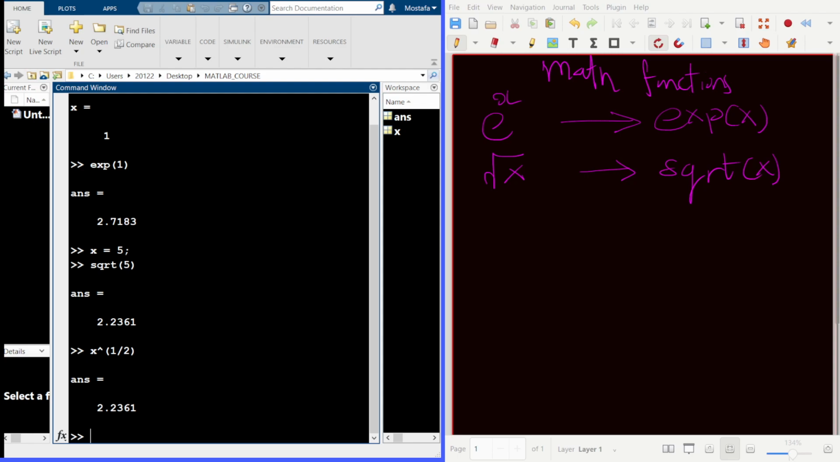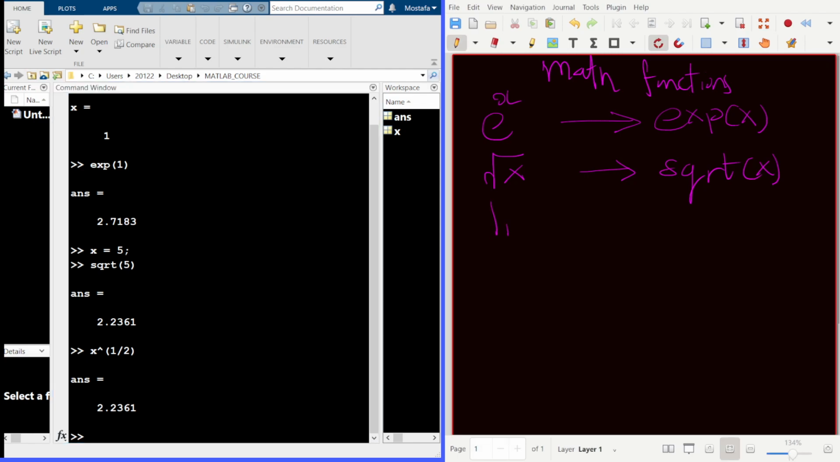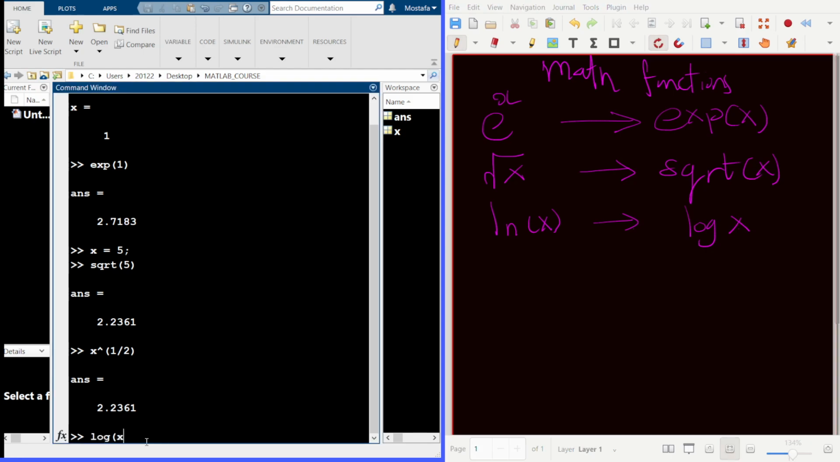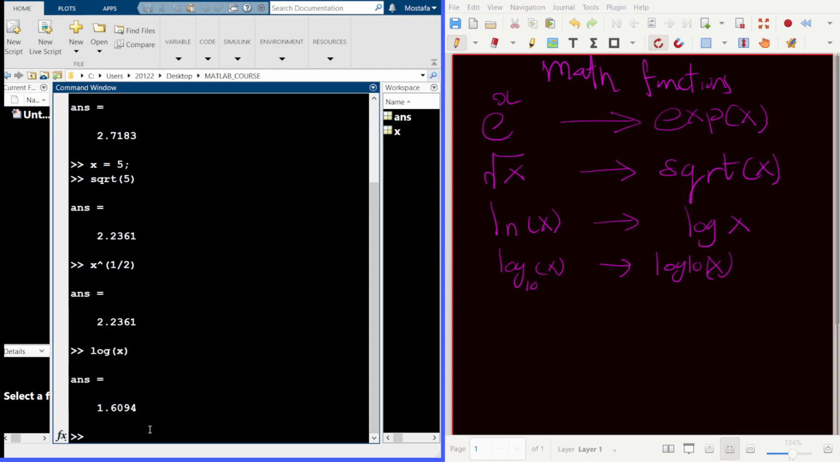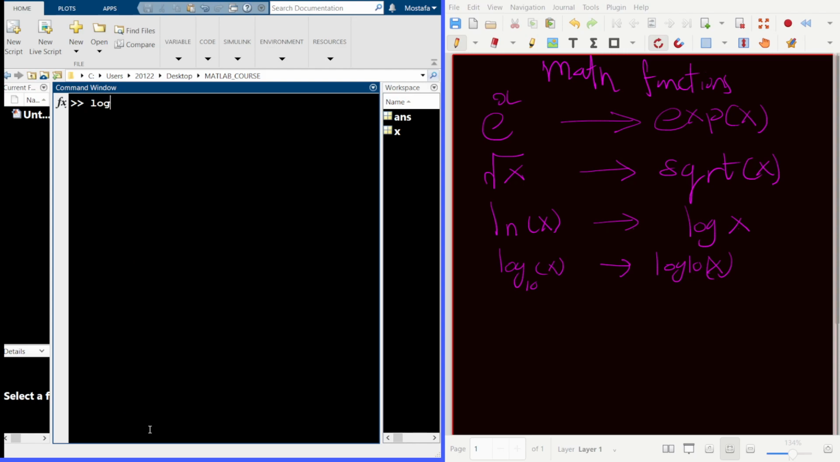Other useful built-in functions: the natural log of x, ln x, and in MATLAB, this is log x. So for example, I can type log of x here, and that would give me 1.6095. Another useful function is log base 10 of x. And in MATLAB, this is written as log10 of x. So again, let's clear the screen here. Let me type log base 10 of 10.